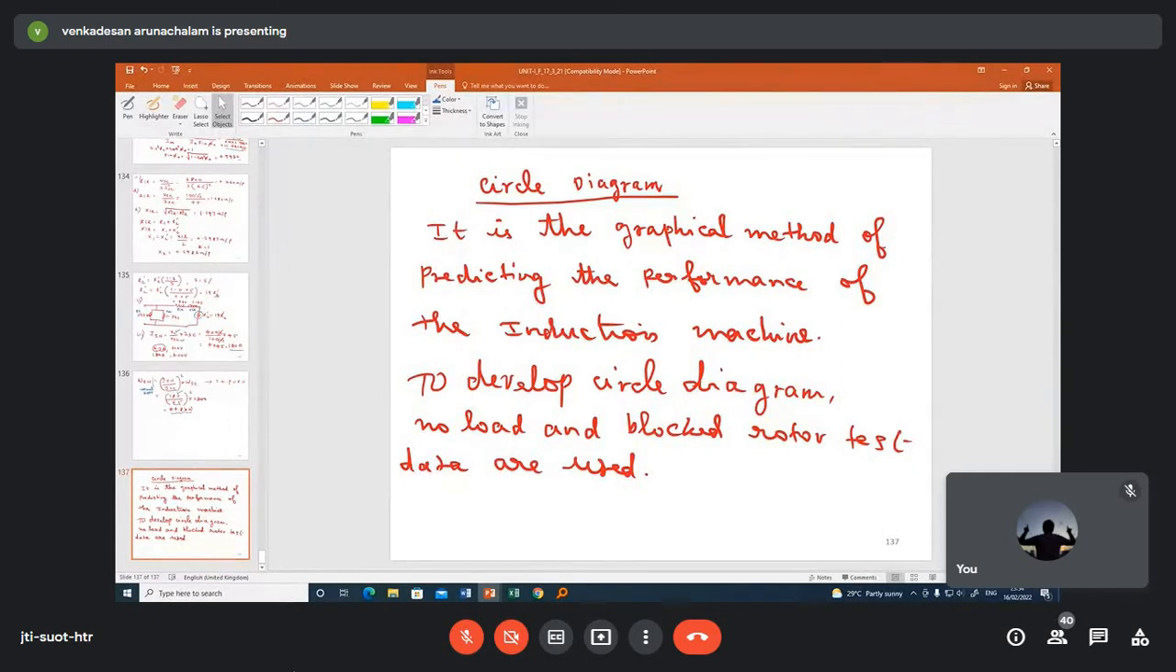And in what all topics have we solved problems? We solved problems in torque equation. We solved problems in power stage equation. I have given one homework problem on equivalent circuit. And we solved problems in no load and blocked rotor test. And of course, the effect of stator voltage variation and rotor resistance variation on the torque slip curve also we have studied. So any doubt, if you have, you can ask me. Otherwise, we will go to the next unit. I will give some time.